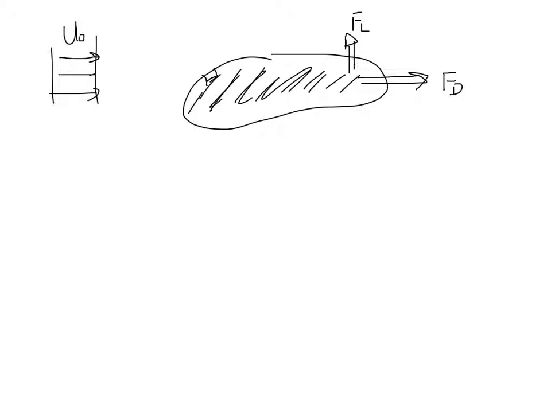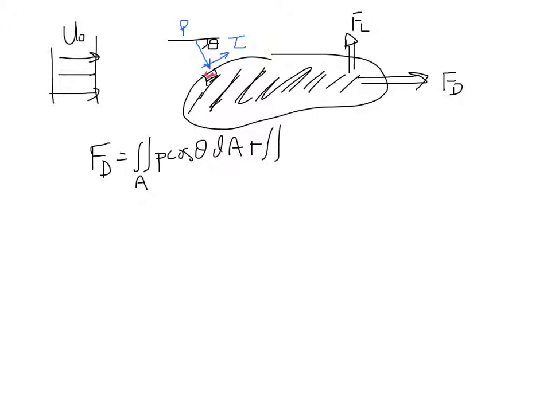Now, the way we can think about the total force that the fluid is exerting on the object is to consider a little area element, like the one I'm coloring in red here, and then the forces that are exerted on that. So we have the pressure, normal force per area, and the shear stress, shear force per area. The angle that the pressure force makes with the flow direction, if we define that to be theta, then the total drag force is just the area integral over the entire surface of our object of p cosine theta dA, and then the integration of tau sine theta dA.